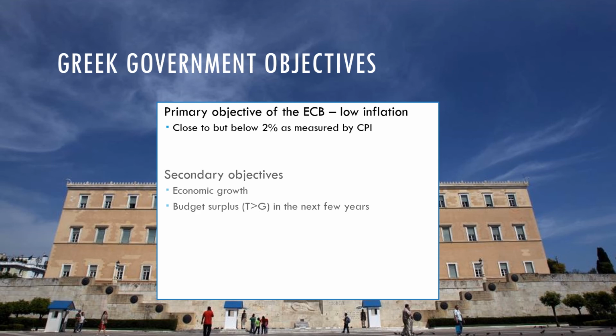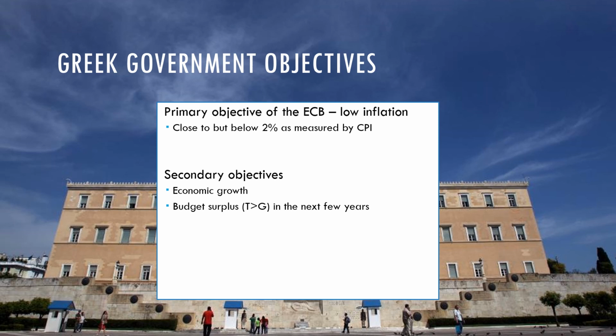For the Greek government itself, their first objective is economic growth. As we might be aware, Greece has experienced a long period of depression, and so one of the government's main objectives is to make sure that the economy starts to grow again. It looks like there might be some signs of growth.